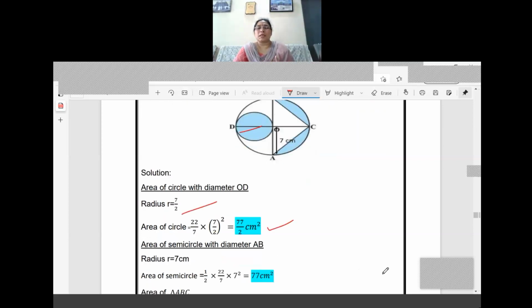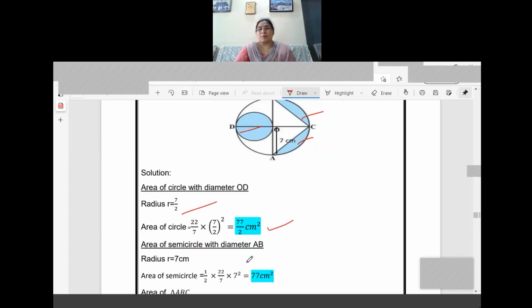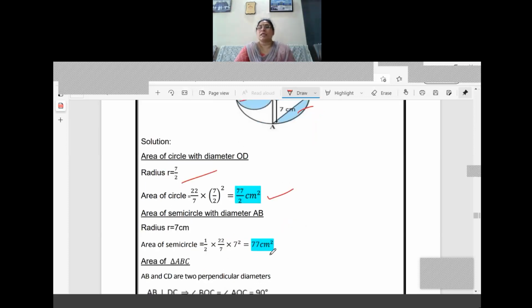Next, what is the next part? Area of the semicircle with diameter AB. Because this shaded portion only we have to calculate, right? That means we have to calculate the area of the semicircle minus the area of the triangle. So the area of the semicircle with diameter AB. The total diameter is not required. Already in the diagram the radius is marked. So again pi r square by 2, that is equal to 77 centimeter square.